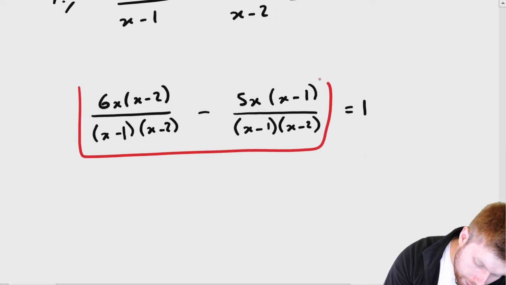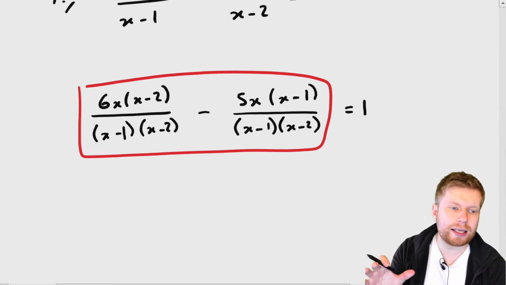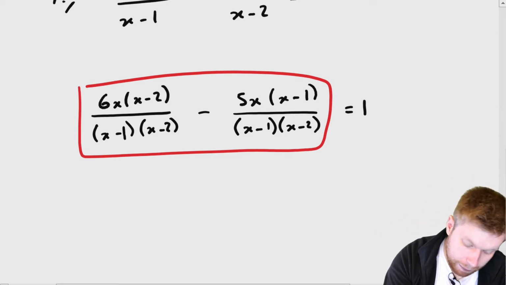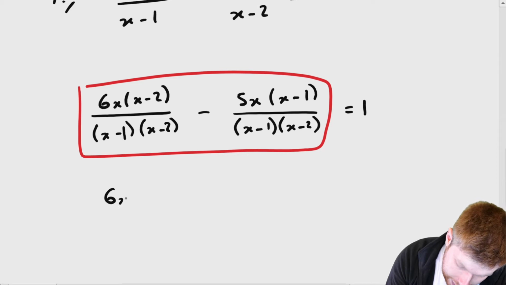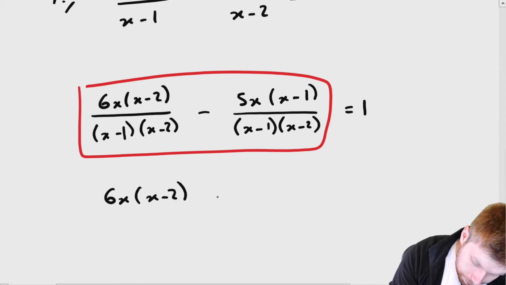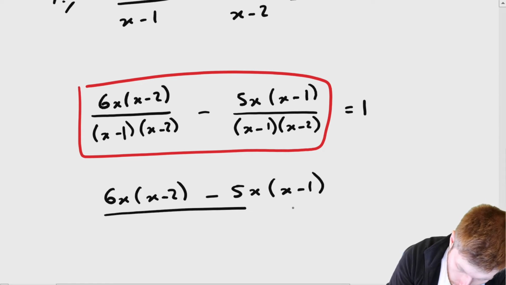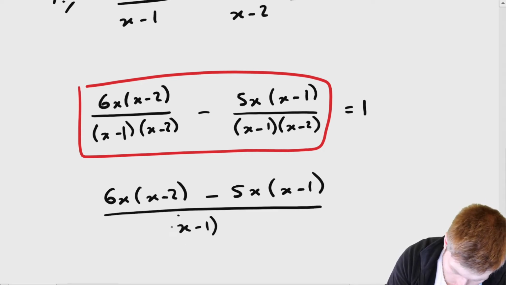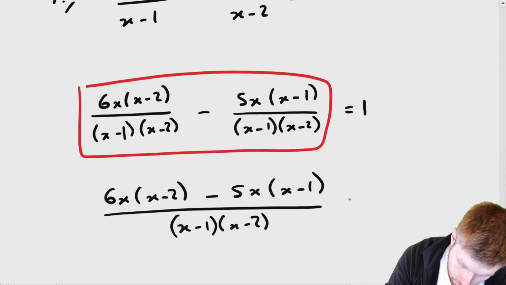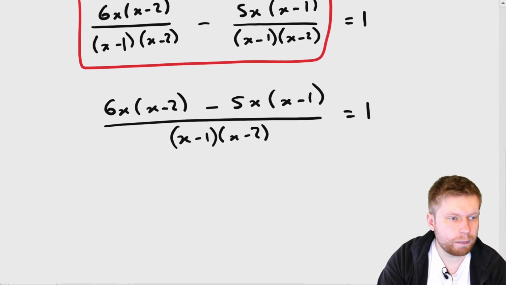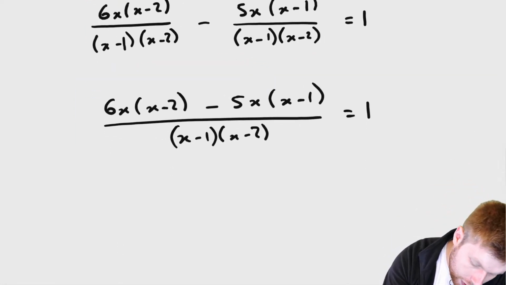I can now write this as one big fraction, can't I? Because I'm just subtracting two fractions with the same denominator. So let's have a look. Well, I have 6x times by x minus 2 minus 5x times by x minus 1, all divided by x minus 1, x minus 2, and that's all equal to 1. So now I can just keep going with this.